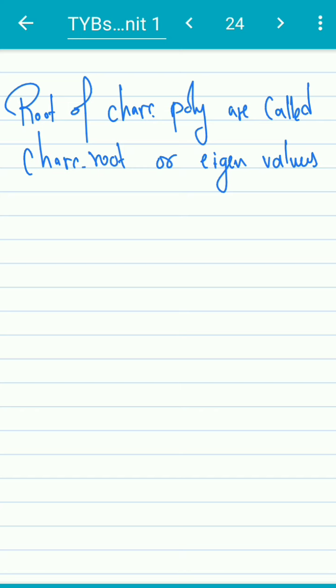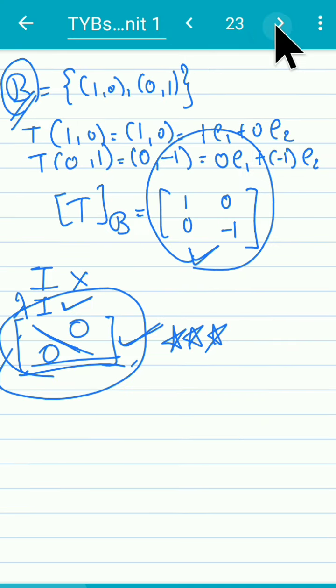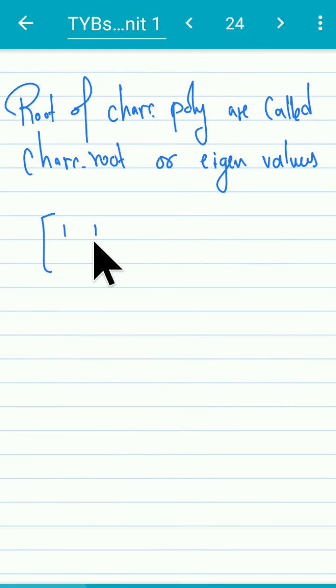Okay, so for now I just gave you the definition of what is called a characteristic root or an eigenvalue. The roots of the characteristic polynomial are called eigenvalues. These roots are really important. Let me consider the first matrix, which is 1 1 0 minus 1. Let me find the characteristic polynomial for this. I gave you a trick in the previous video. Just go and understand the trick and remember it, it will save your time.